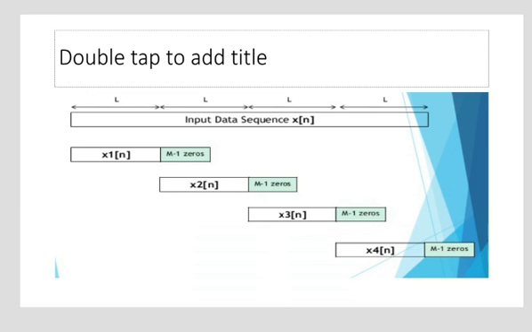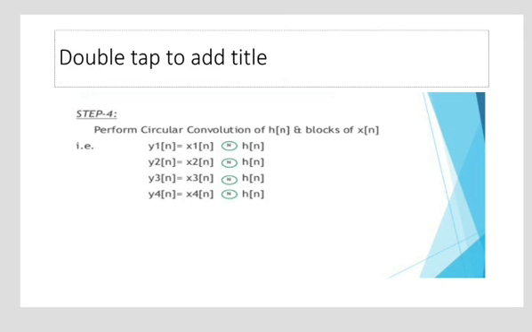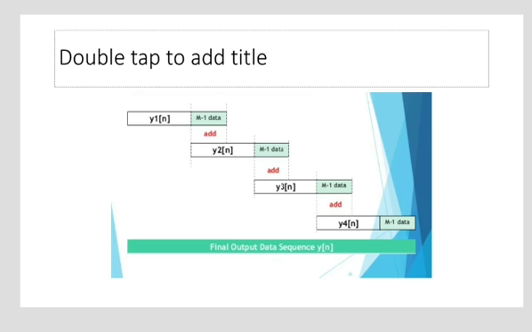So the input data sequence will be x1 of n with M minus 1 zeros, x2 of n with M minus 1 zeros, x3 of n with M minus 1 zeros, and x4 of n with M minus 1 zeros. Next step is to perform the circular convolution of h of n and block x of n. So y1 of n equals x1 of n circular convolution h of n, then y2 of n, y3 of n, and y4 of n. Find the values of all these. Then write the sequence in this form, that is y1 of n, M minus 1 data, y2 of n, M minus 1 data, y3 of n, M minus 1 data, and y4 of n, M minus 1 data.